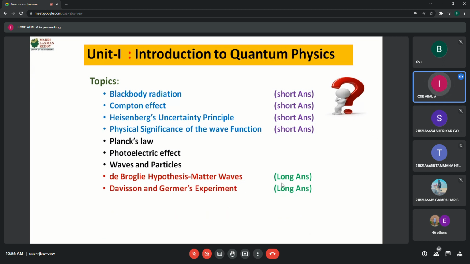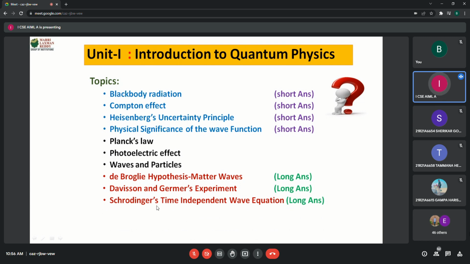And the second question is the Davisson-Germer experiment, which is very, very important. It is a sure question, but in which set it will come, nobody knows. For example, if the first two have been given in the second set, then the remaining two may be given in set one. But no question will be repeated in both these question papers. That is very clear.